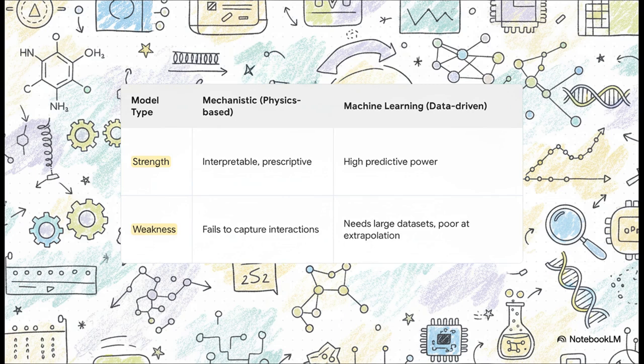Traditional, mechanistic models are interpretable. We understand their internal workings, which means we can use them to guide design changes. Their weakness is that they often fail to capture the full complexity of biology. Machine learning models, on the other hand, have high predictive power for complex systems, but they typically require very large datasets and can struggle to generalize to conditions they haven't been trained on.